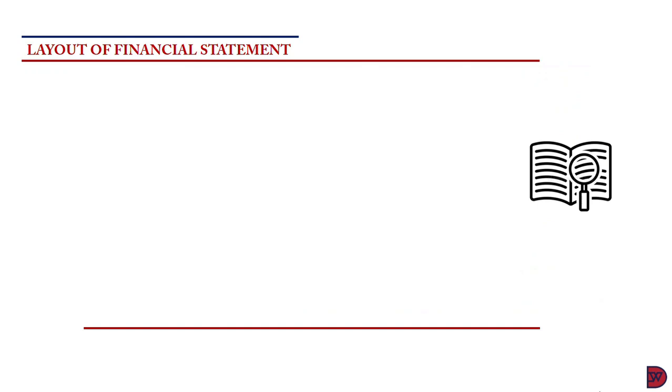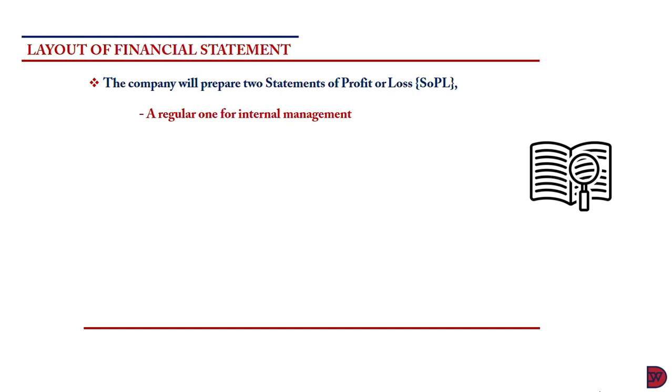We'll move on to the layout of the financial statement. Now, a company is to prepare 2 sets of statements of profit or loss. One for internal management, which is similar to that of the sole traders, which is a bit detailed. The second one is a summarized version, which is meant for the public.